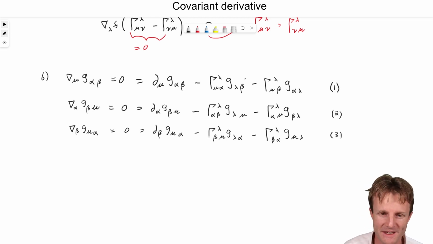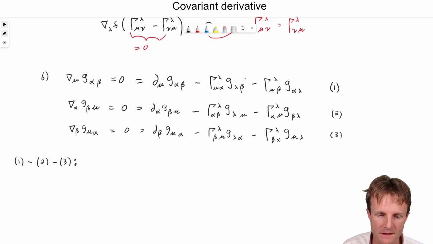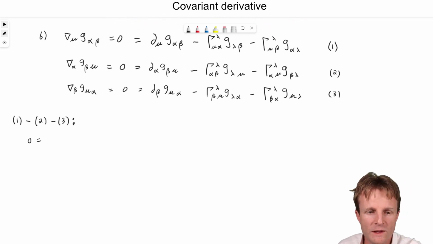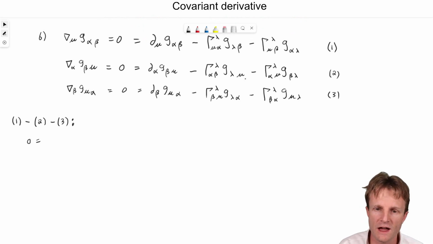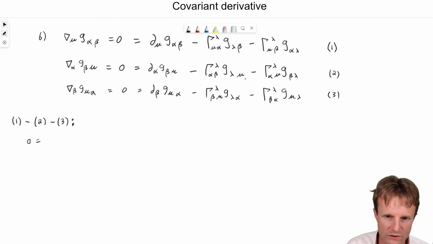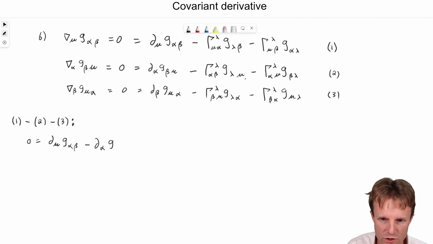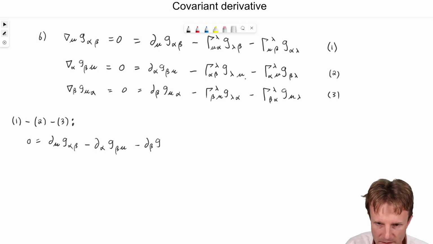But this is progress, because now I can do the following. I can consider equation 1 minus equation 2 minus equation 3. So these are all equal to 0, so I'll have 0 equals. And what will I get on the right-hand side? Well, let's take a look at these terms. There's not much that I'm going to be able to do with the partials, so I'll just have partial mu g alpha beta minus partial alpha g beta mu minus partial beta g mu alpha.